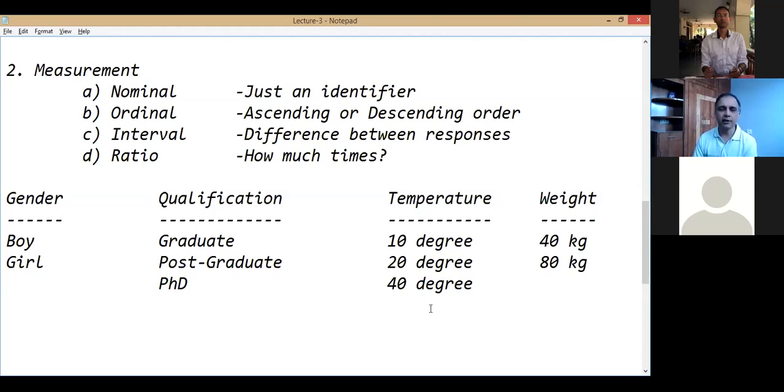Now we can take an example. I ask the question, gender, boy and girl, and let's assume I have two or three persons with me. A, B, C are the three persons. I asked the same question to A and B. A said, I am a boy, and B said, I am a girl. Now I want you to make certain conclusions or inferences about A and B. One, I know that A is a boy, B is a girl. That's good. Any other inference?